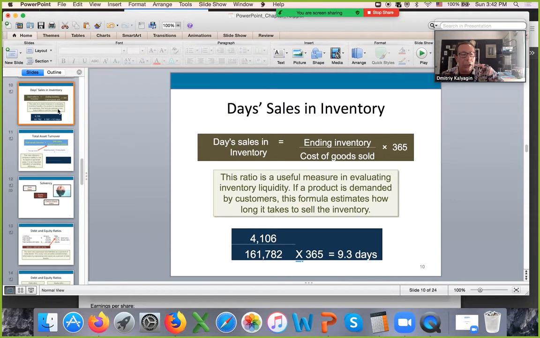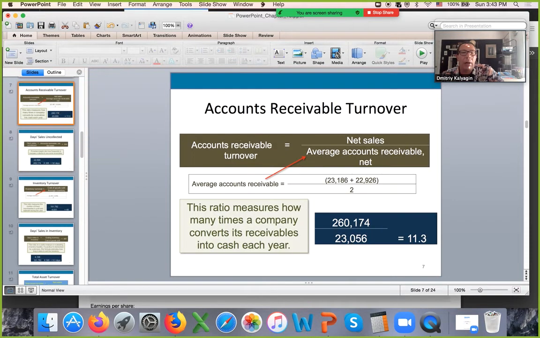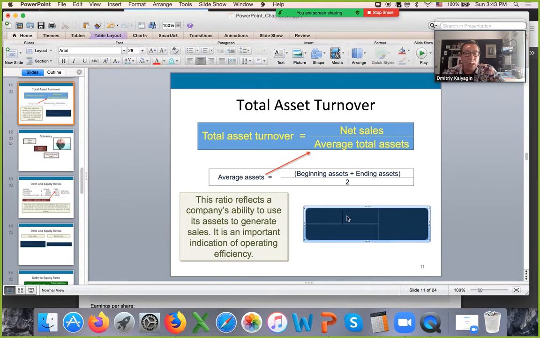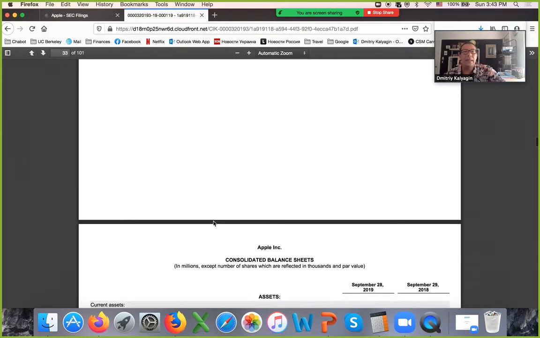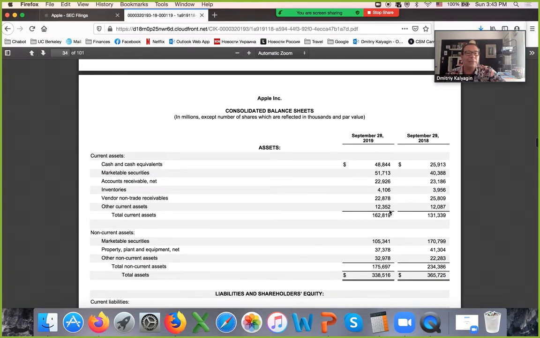So net sales we used with you in the accounts receivable. So 260, I'm just going to copy it, 260,174. So I'll put it right here. And in the denominator, we're going to use average total assets, not the current assets. So this is a common mistake where students, by mistake, take the current assets figures. We need to use total assets. So I'm going to take these two amounts right here, 338,516 plus 365,725, and divide by 2.